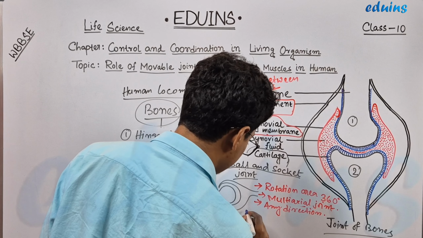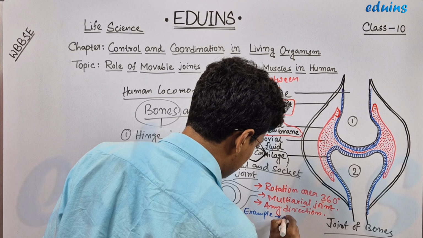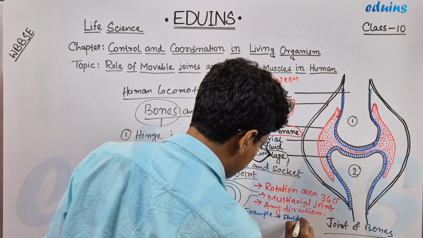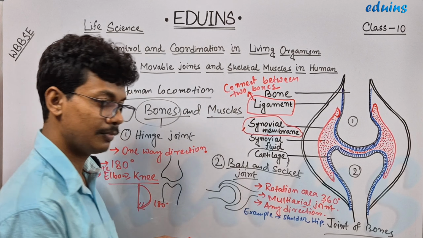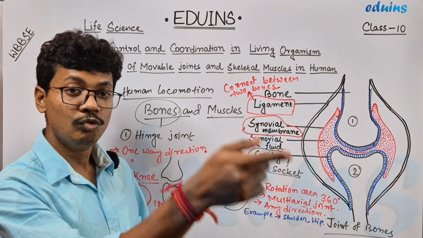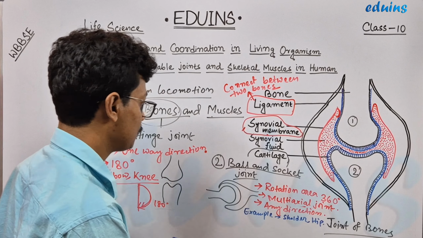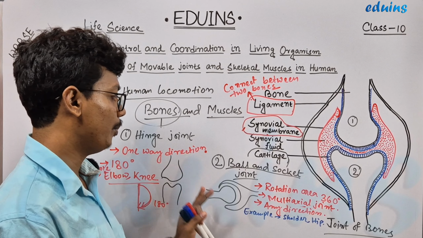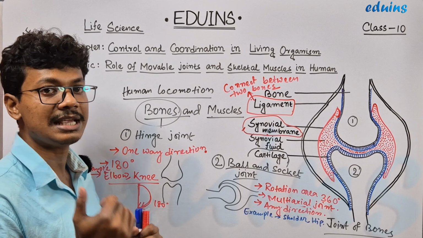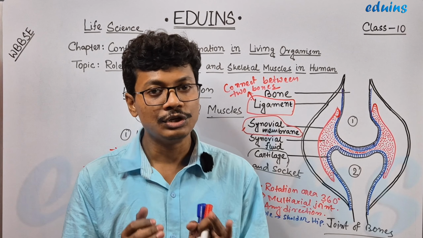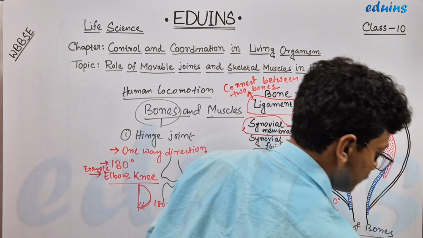Example is shoulder and hip joint. Okay, we can move our hand in any direction. So this is the example of ball socket joint, and this is about the joints which actually help in human locomotion. The next, the muscles.